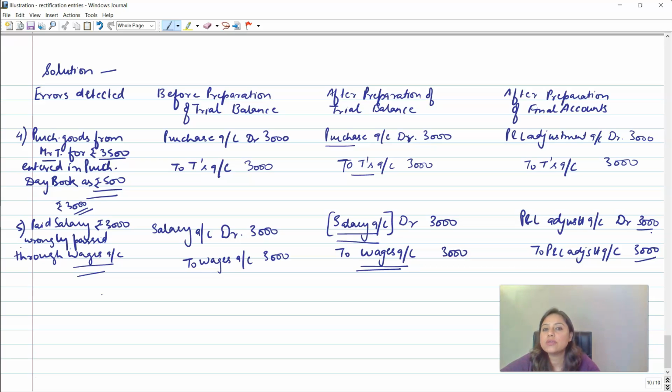However, we can mention in the narration what we are rectifying by making such adjustment, and as we've already finalized and prepared the final accounts, the nominal accounts cannot be rectified. So therefore the adjustment entry is going to be passed through the P&L adjustment account. So now this completes this particular illustration. Moving on, let us take a look at the next illustration.